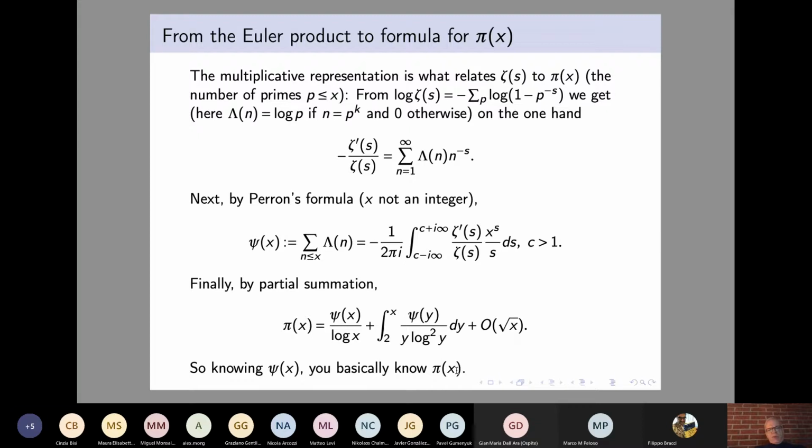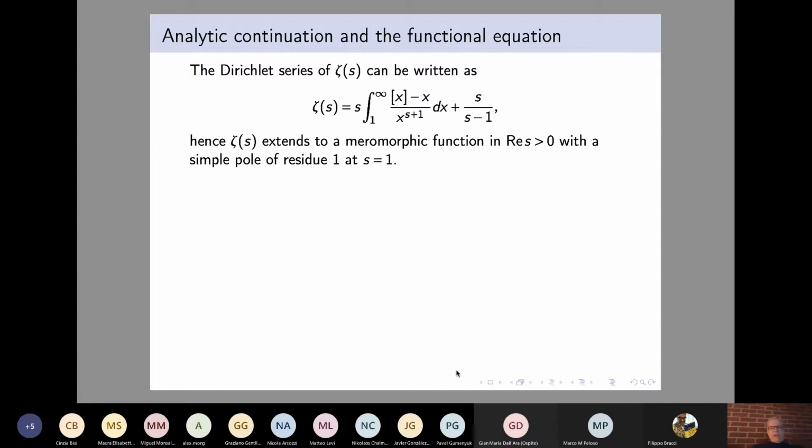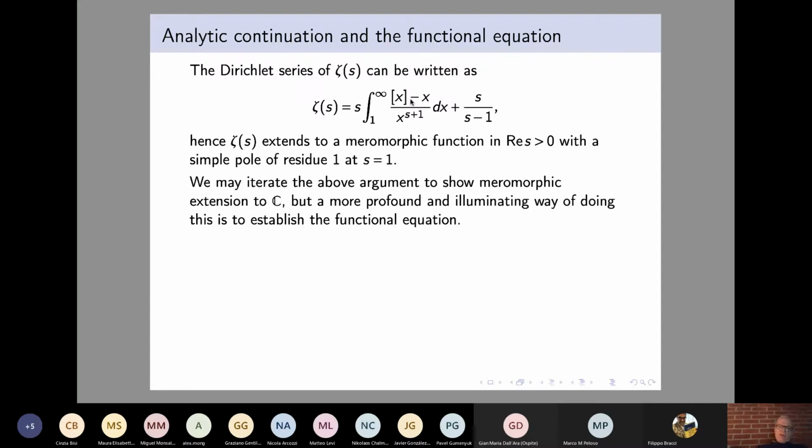And then what do we do with the Dirichlet series, this additive definition of zeta? That's where we get the analytic continuation. One way to get the analytic continuation is by simply writing up zeta in this way, and then you get out the pole at 1, the second term. And you can actually, if you want, continue with this and move to the left and get a meromorphic extension of zeta. But as you probably know, there is another way of doing it, which is to establish the functional equation.